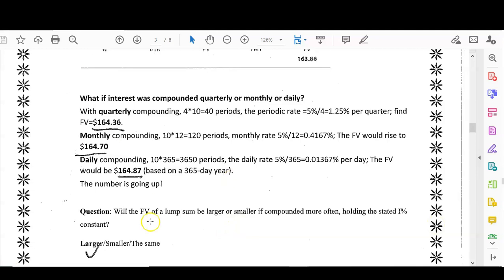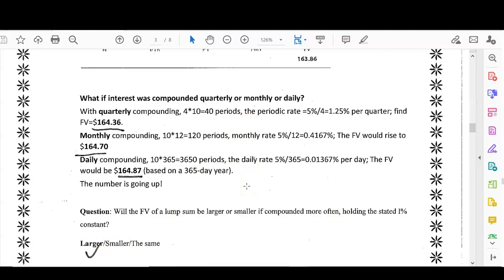Okay, so let's look at a question here. Will the future value of a lump sum be larger or smaller if compounded more often, holding the stated I% in the interest rate constant? Okay, so if we have the stated rate or nominal rate constant, if the compounding periods per year is more often, the future value of a lump sum should be larger, as we indicated in the previous example.